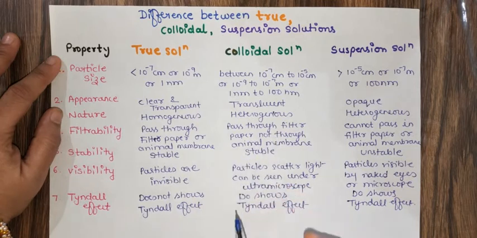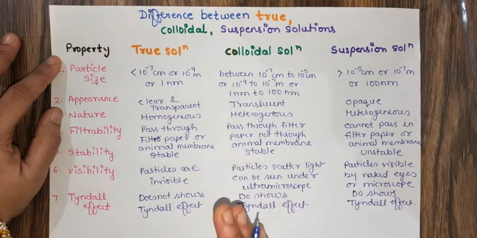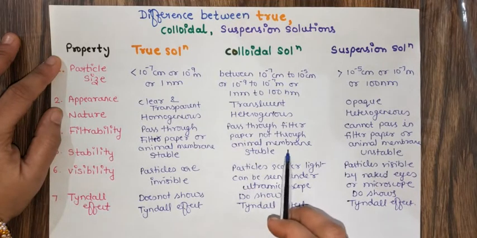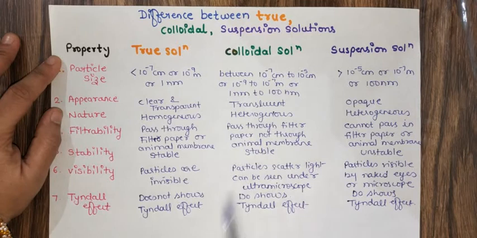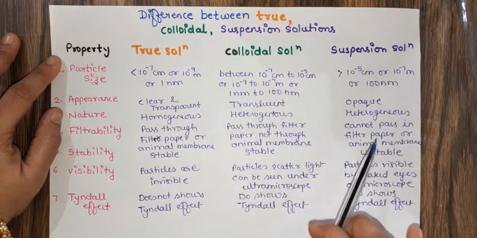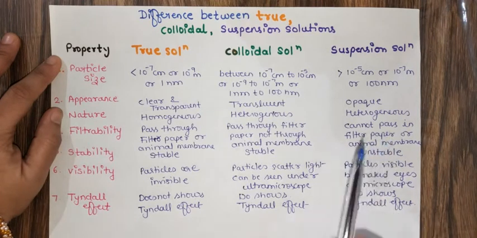While in a colloidal solution, the particles are able to pass through filter paper because the pore size is somewhat big, but they will not be able to pass through animal membrane. Why? Because in animal membrane the pore size is very small. That is why colloidal particles cannot pass. But in a suspension, the particles can pass neither through filter paper nor through animal membrane because the particle size is very large.